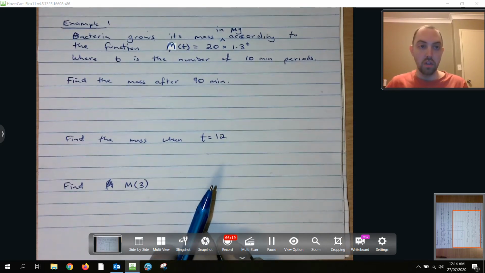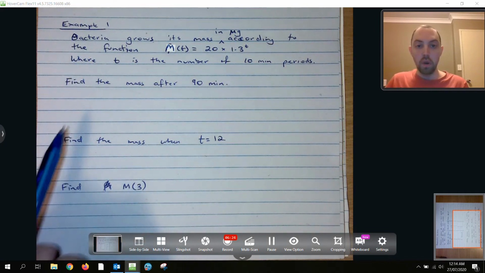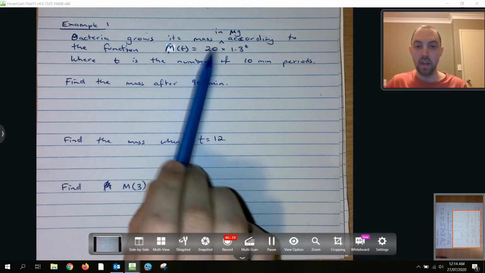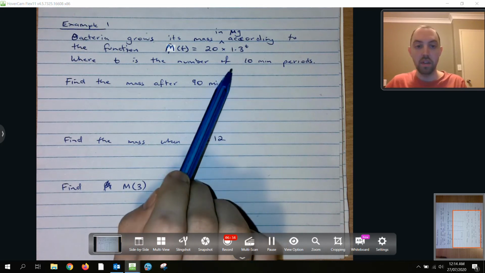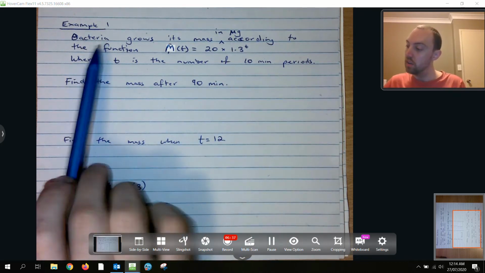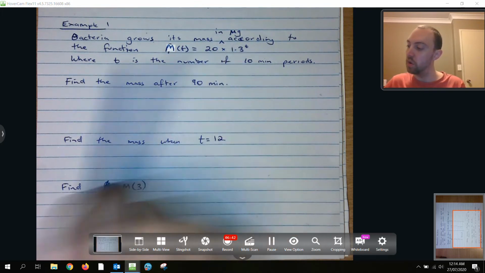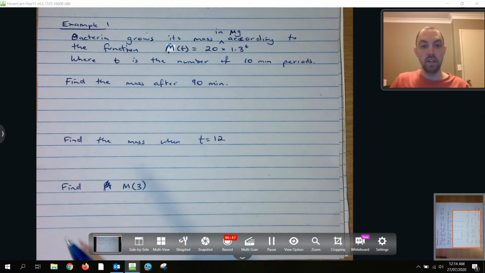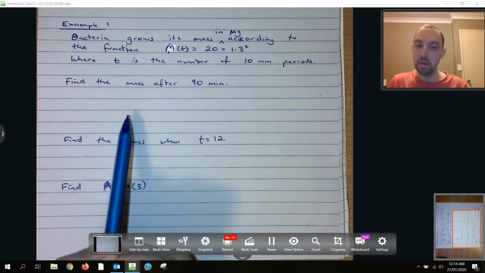Okay, so I've made a couple of mistakes in the writing of this, but I'll read it out. We're going to take that same bacteria function where we had it starting at 20 and increasing at 30% for every 10 minutes. The bacteria grows in its mass, in micrograms, according to the function M(t) equals 20 times 1.3 to the power of t, where t is the number of 10-minute time periods. So find the mass after 90 minutes.